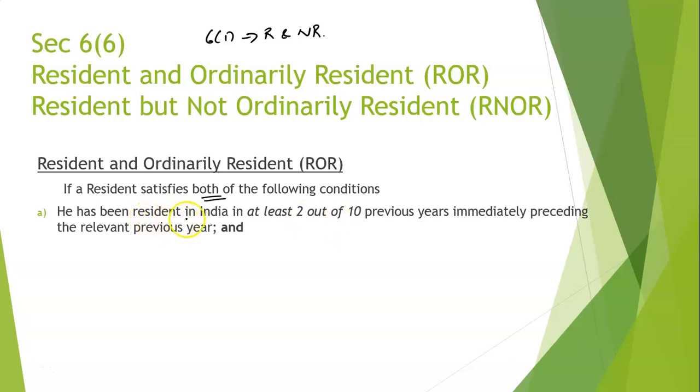Condition number 1. He has been resident in India for at least 2 out of 10 previous years immediately preceding the relevant previous year. So our current previous year is 2020 to 2021. So go to 10 preceding previous years, that is, go up to 2011-12. So there are 10 years here. Out of these 10 years, the individual has to be a resident for 2 years. And by being resident, what do I mean? Individual satisfies section 6.1. That is, either 182 days or the 60 plus 365 days rule is satisfied by the individual as applicable to him. So he is a resident in India for any 2 years from 2011-12 to 2019-20.